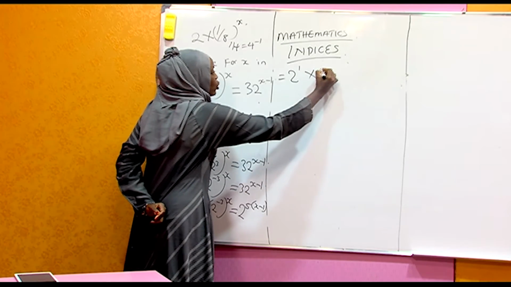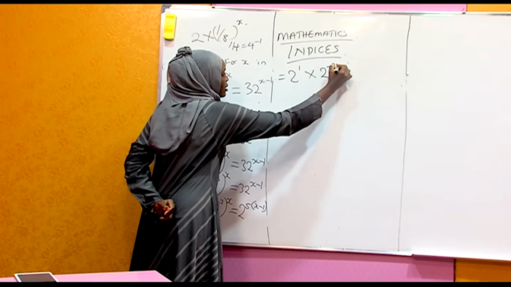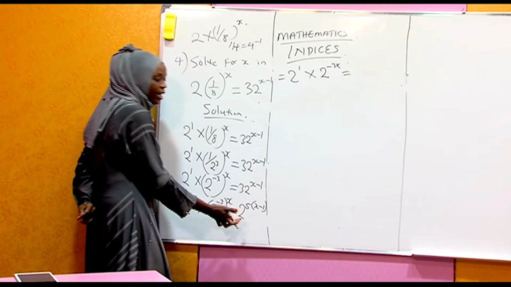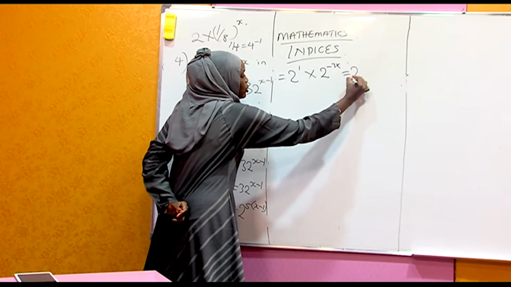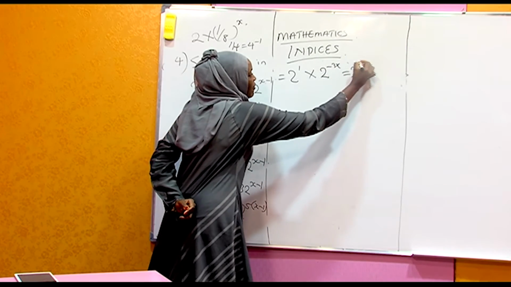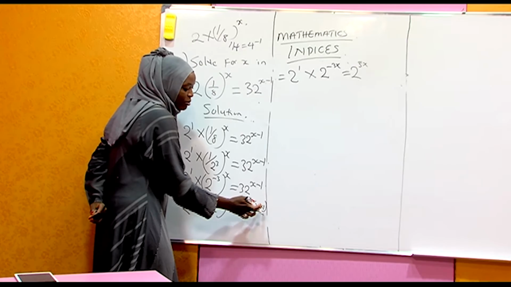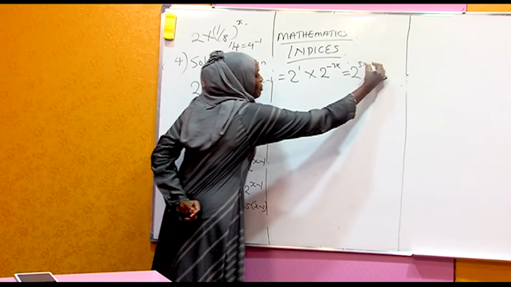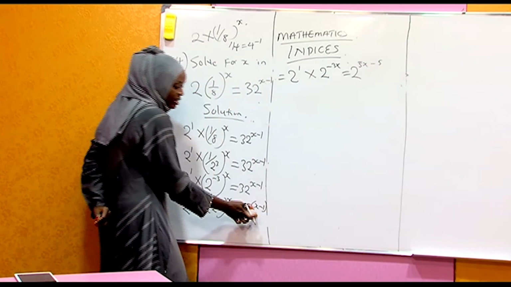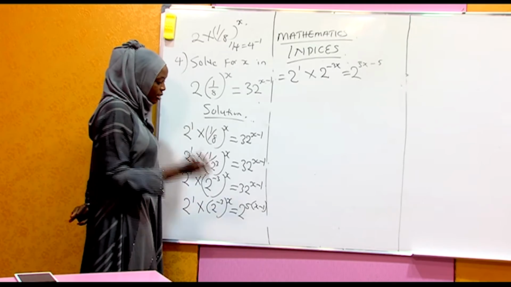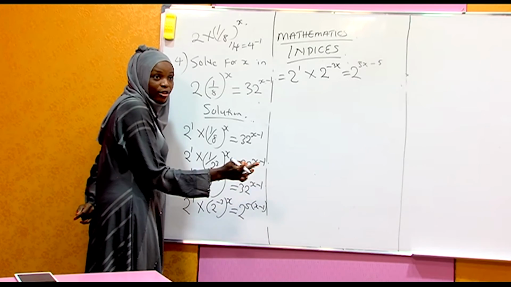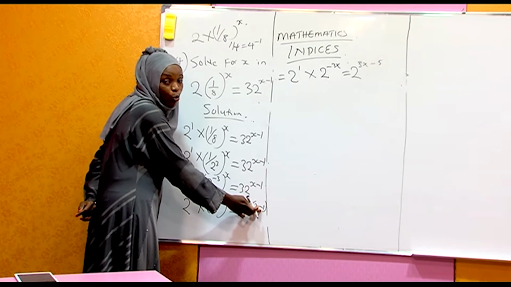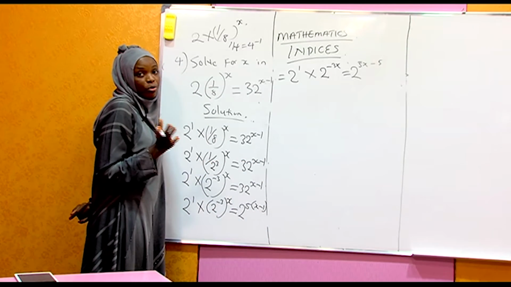So this is now 2 raised to the power minus 3x equals, now we have another bracket here, 5 times x. This is 2 raised to the power 5 times x will give 5x. Then 5 times minus 1 will give minus 5. That is why we put this in brackets. Don't forget, because if you do the mistake of just multiplying the 5 with x and you do not multiply with minus 1, your answer will not be correct.